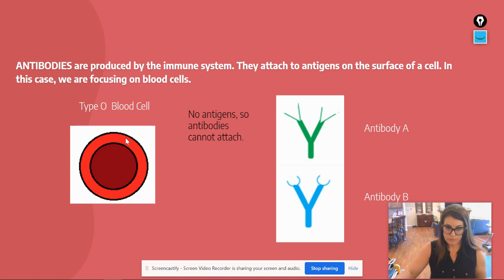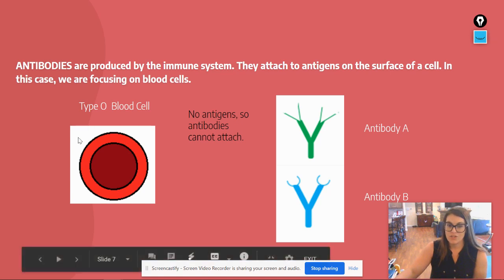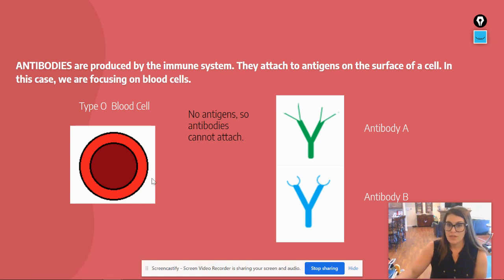So we usually give people type O blood because it doesn't have any antigens on it. So then that person wouldn't have their antibodies attaching to it. But it's also important to note that if you have type O blood, if you get type A blood or type B blood, then your antibodies are going to attach to it. So someone with type O blood, which is actually me, I make both antibody A and I make antibody B.